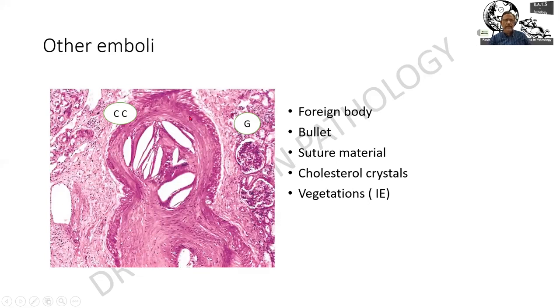What are the other types of emboli? See what I'm seeing in this picture, there are multiple needle-shaped empty crystals. They are the cholesterol crystals. They can occur in a thrombus or in any collection. They are cholesterol crystals, foreign bodies. Suture material: the suture that is used for surgery can enter the vein and be carried. Sometimes, very rarely, bullets can be carried in the blood away from the site of entry. Cholesterol crystals, vegetations of the heart, particularly in the case of infective endocarditis. All these can be carried.